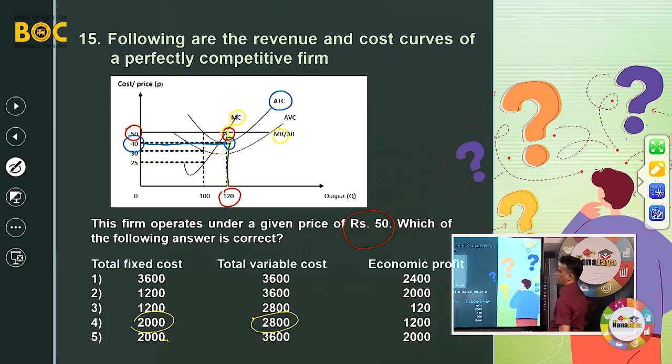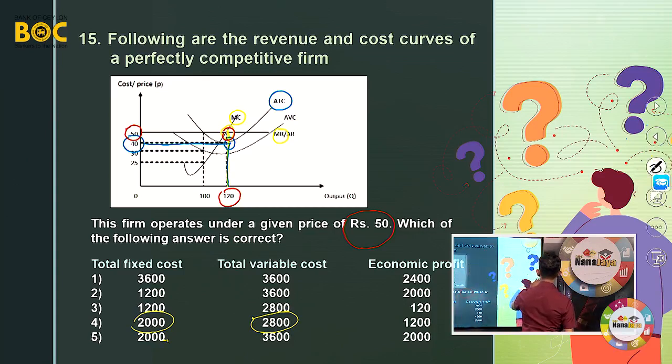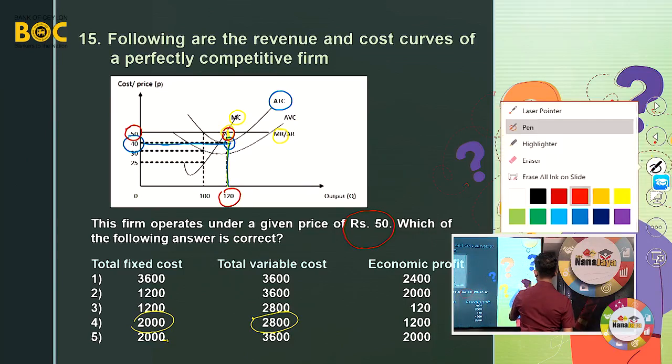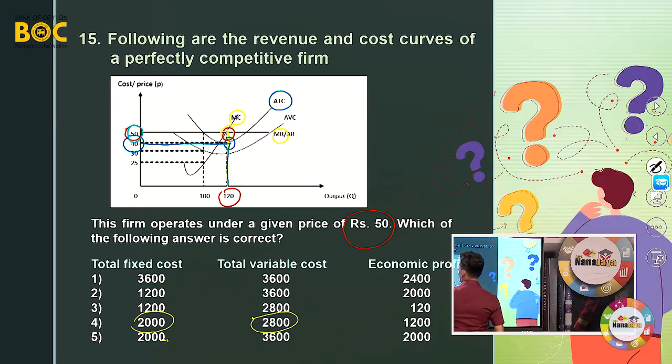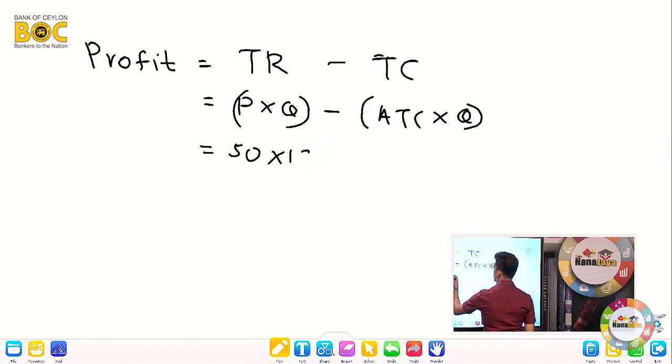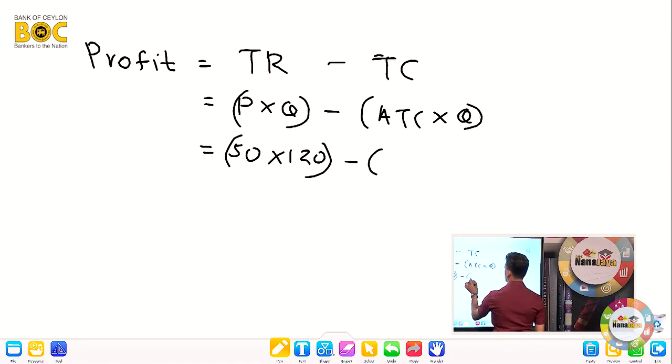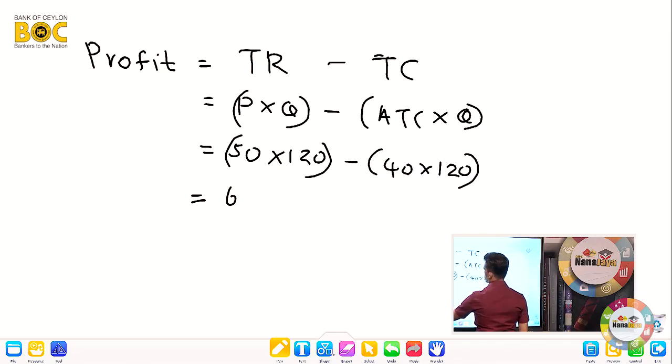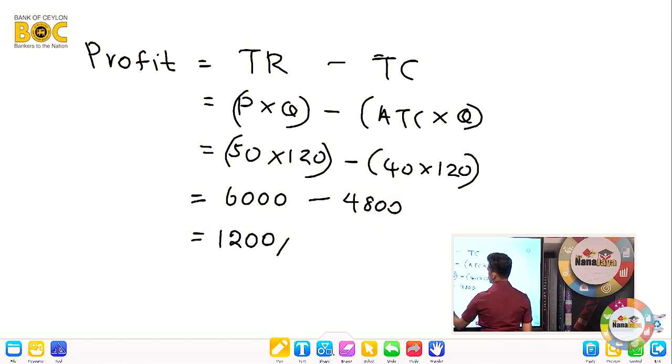Price is 50, average total cost is 40 and quantity is 120. Price is 50 at the quantity of 120. Average total cost is 40 at the quantity of 120. So total revenue is 6000, total cost is 4800. Therefore, economic profit is 1200.